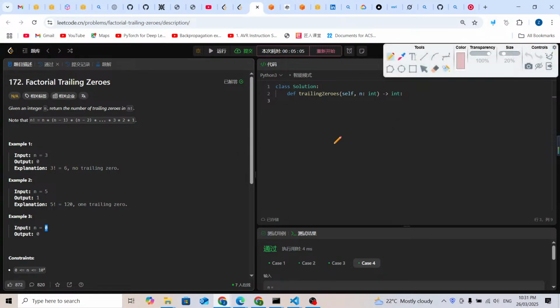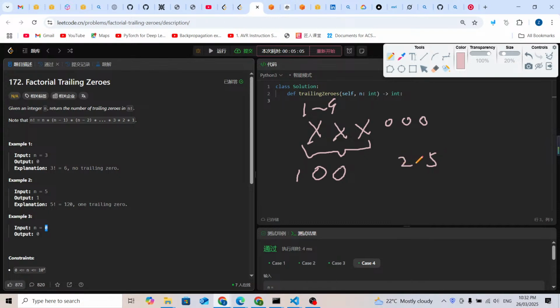How can we solve this problem? A number with trailing zeros is a nonzero number, maybe from 1 to 9, followed by zeros. So we need to think about which numbers are related to trailing zeros. Definitely 10: if I have a 10, it is a trailing 0. If I have 100, there are 2 trailing zeros. It's going to be a 10. But what about the number 5? 2 times 5 is 10.